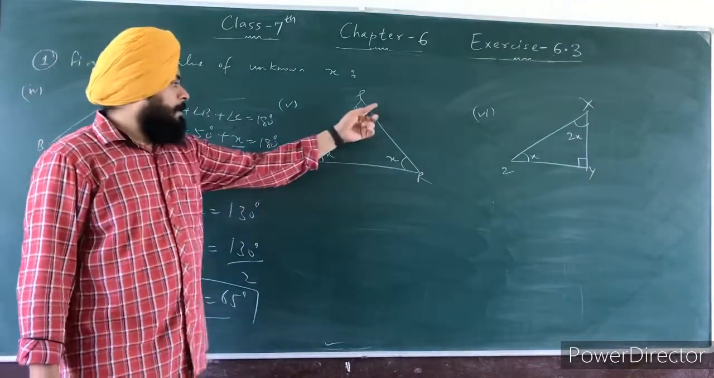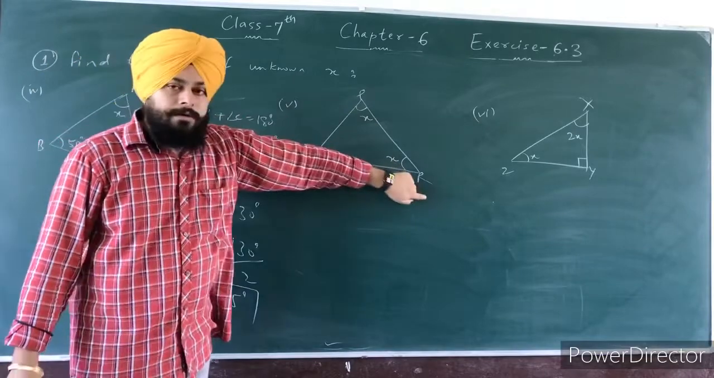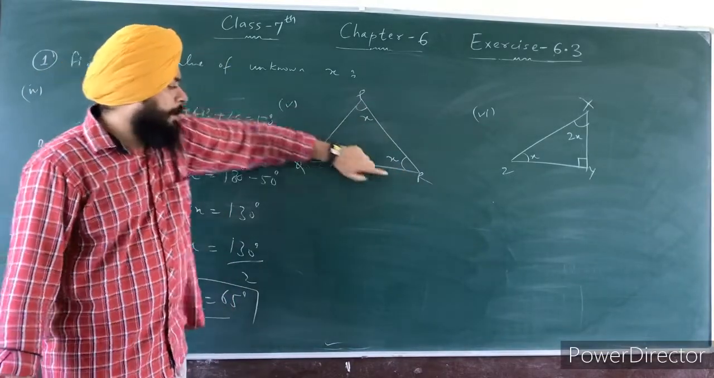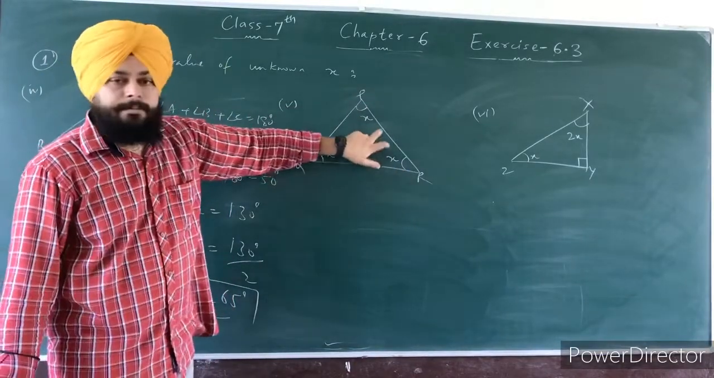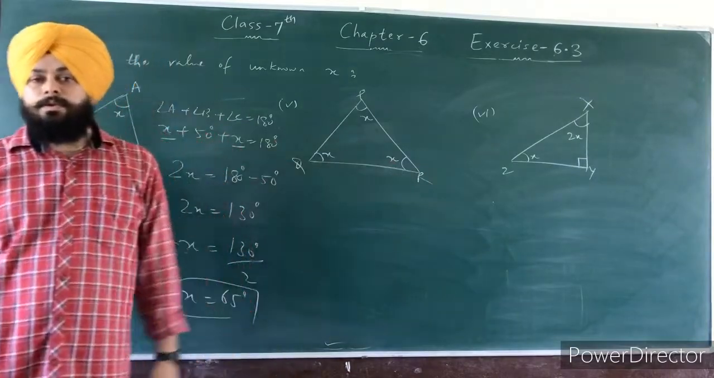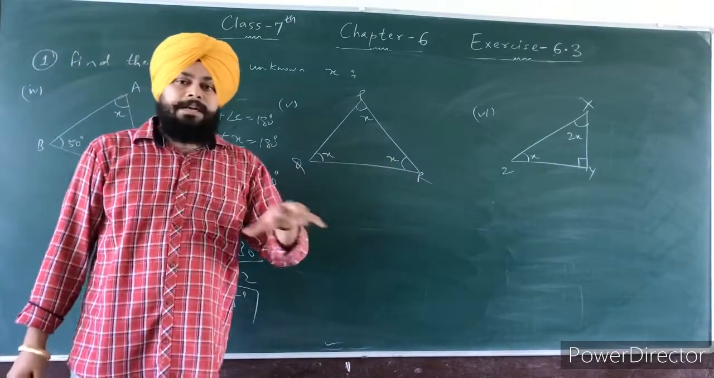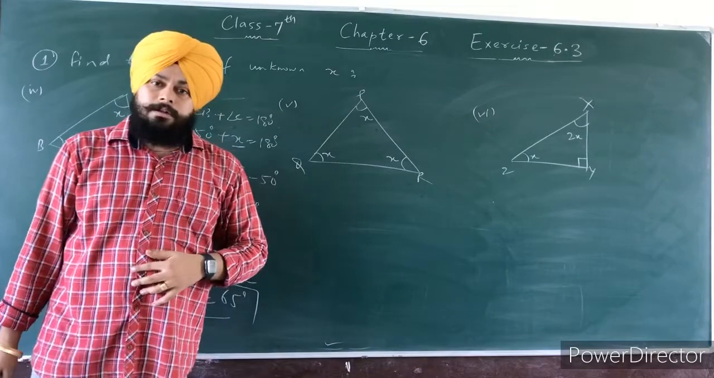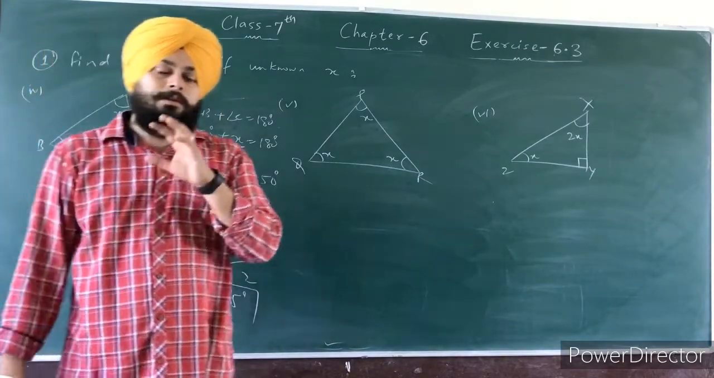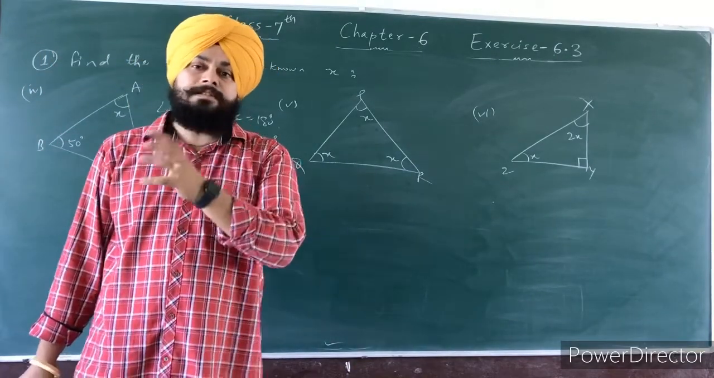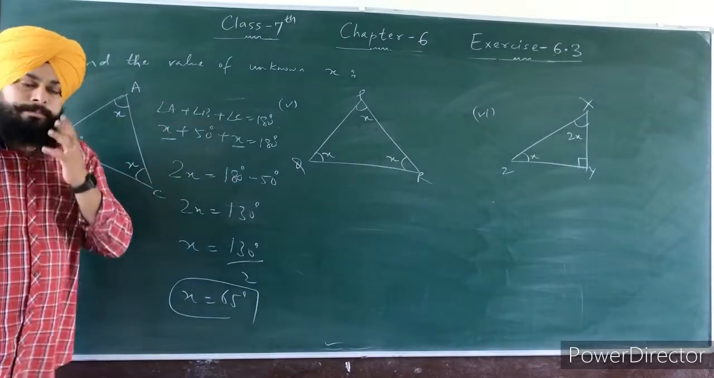Next, fifth part. Name of the triangle is PQR. You can see here measure of angle P, Q and R, they are all the same, which is x. So if all the angles are the same, then it is an equilateral triangle, because in an equilateral triangle, all the three sides and its angles are equal.